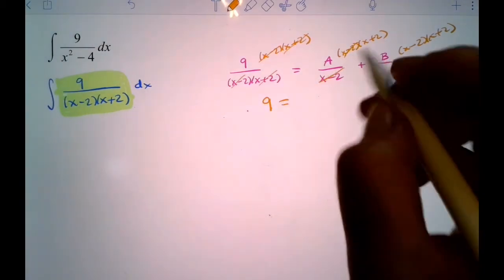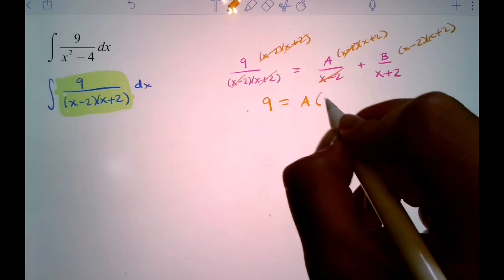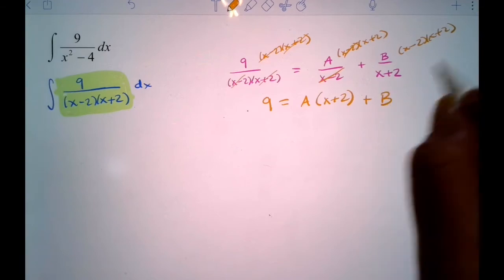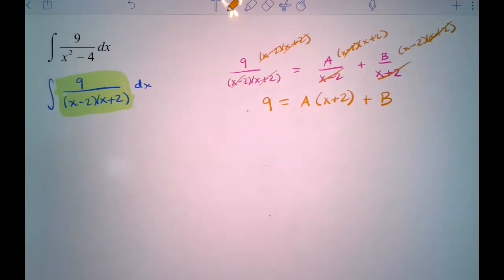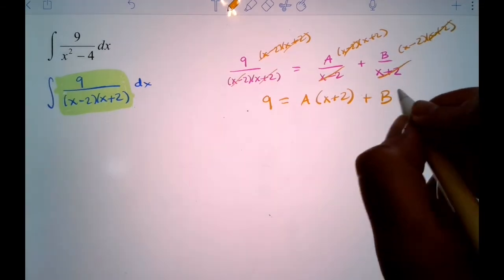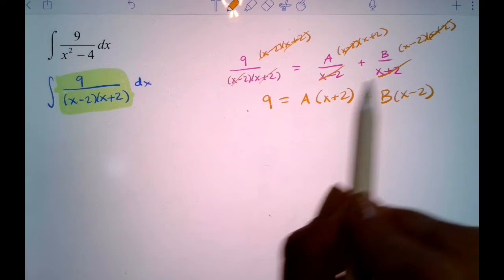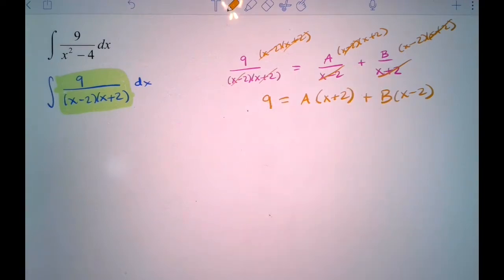Over here, the x minus 2's cancel. I have the A, and then that extra factor of x plus 2 hanging around. I have the plus sign. I'm going to have B. The x plus 2 factor cancels out, but I have that extra factor of x minus 2 hanging around. So I've just reimagined that statement in pink into this statement in orange.